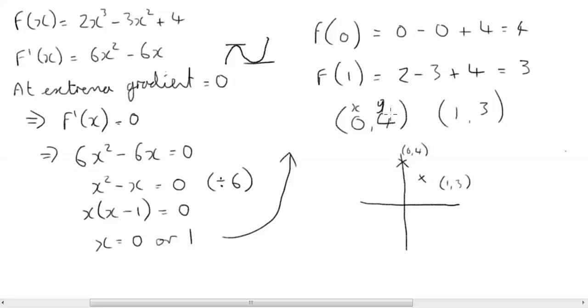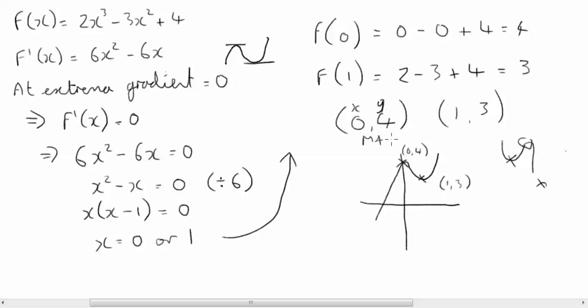So therefore, if the graph's got a turn at those 2 points, the only way it can go is like this. It wouldn't make sense for it to be the other way, because if it was turning at (0, 4), if (0, 4) was actually a minimum, then it would have to turn again. But it doesn't, because there's no turning point up here. It makes sense, so it must be this way around. So the point (0, 4) must be a maximum, and the other one is a minimum.